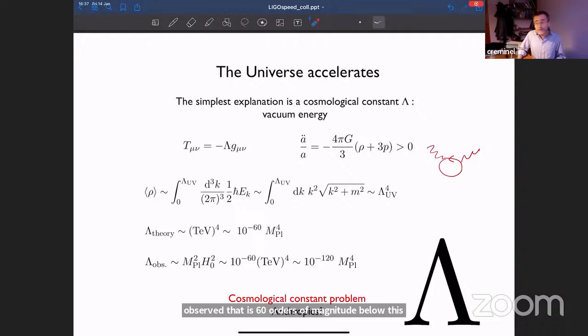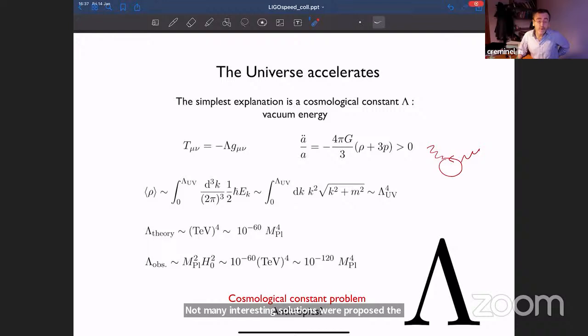So the observed value of the cosmological constant is of order 10 to the minus 3 electron volt to the fourth, which is a scale which is small compared to basically any scale that appears in particle physics. So I don't have anything smart to say about the cosmological constant problem. Not many interesting solutions were proposed.